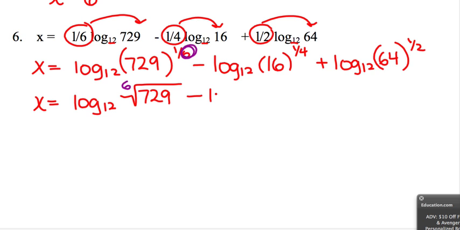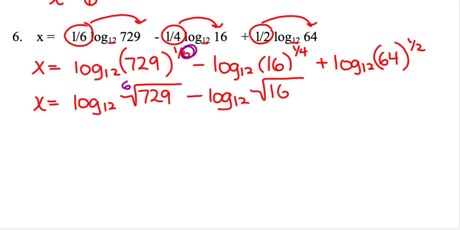Head over to the next logarithm. Logarithm base 12, radical of 16. Now, our denominator is 4, so we're going to take the 4th root of that. Plus logarithm of base 12, radical of 64. And now my denominator is 2, so my index will be 2. All right, so now we have to take the radicals and reduce those.